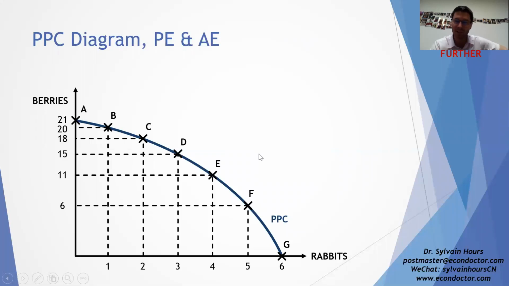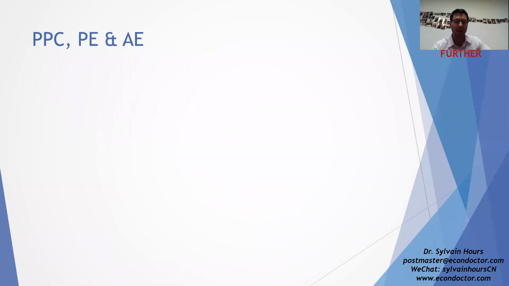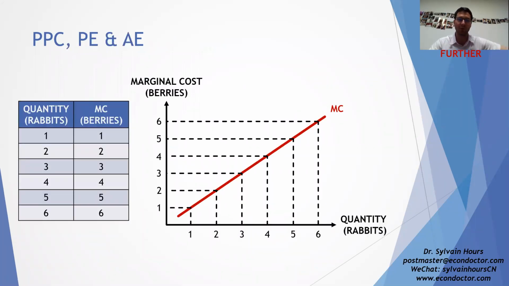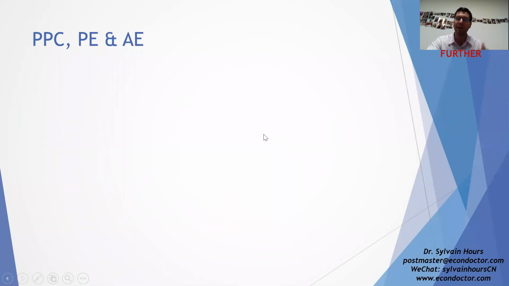So a PPC allows you to calculate the marginal cost of production. But since allocative efficiency is about marginal cost of production being equal to marginal benefit of consumption, I don't have enough information about the marginal benefit of consumption, and therefore I don't know which point is allocatively efficient. I can compute the marginal cost of production in terms of how many berries I have to give up to hunt each additional rabbit. So the PPC gives me that information, no problem, but I don't have information about the marginal benefit of consumption. What if I give you that information?